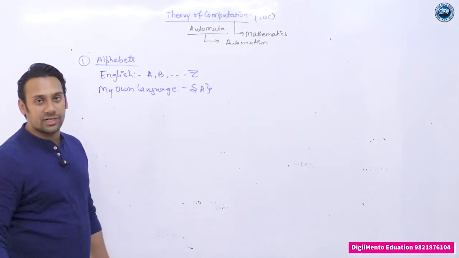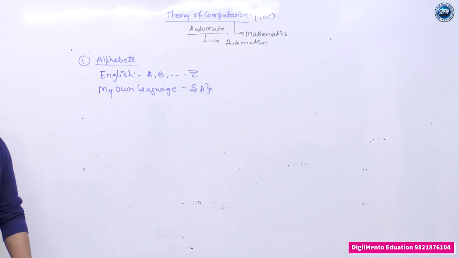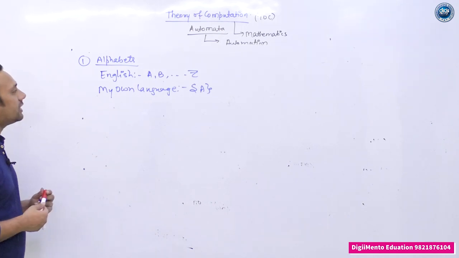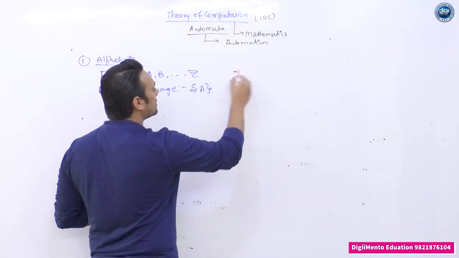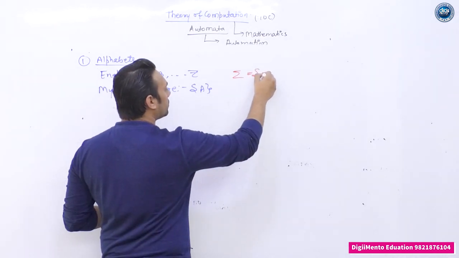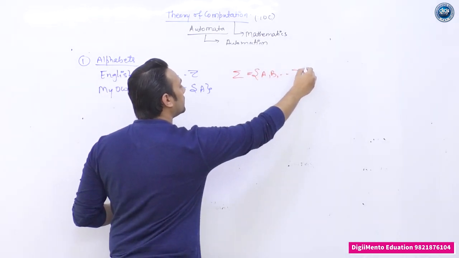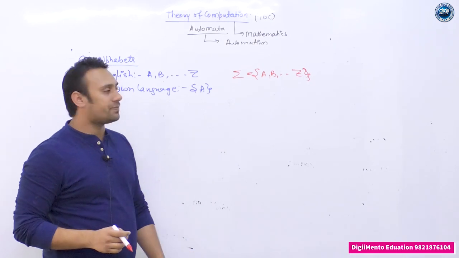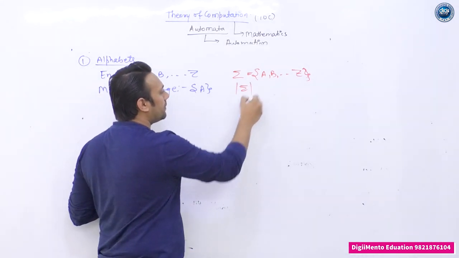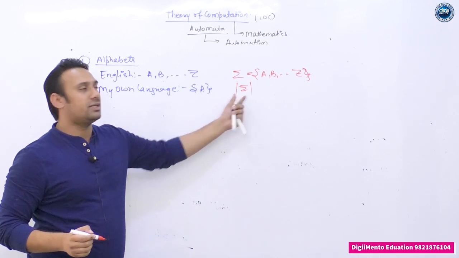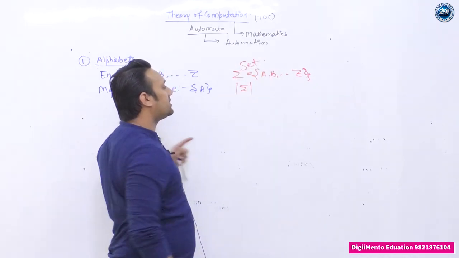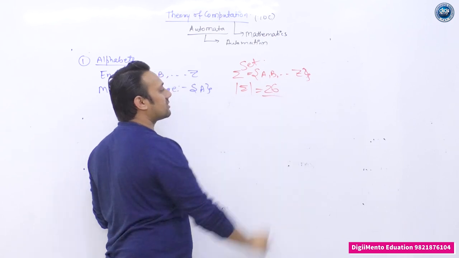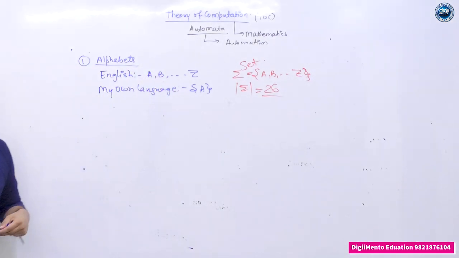You can also have two alphabets, you can have three alphabets, you can have any number of alphabets. So this set of alphabets in the language, I am going to represent using summation. If I say summation is equal to A, B, up to so on Z, that means this is a set of all the possible alphabets in the language. Here you can say this represents the cardinality of summation. This is a set representation and this represents the cardinality of this set. For the English language it is 26. In the English language you have 26 alphabets.